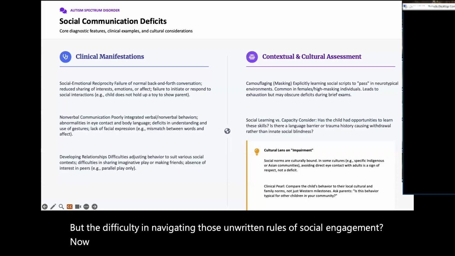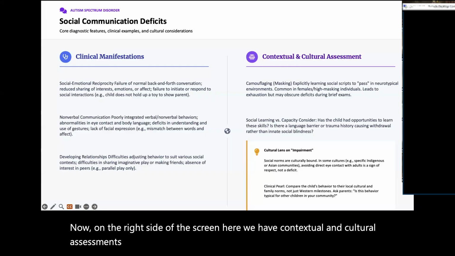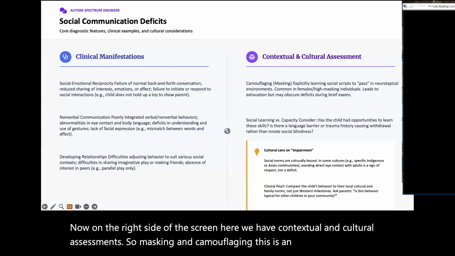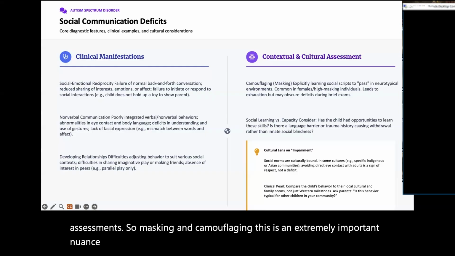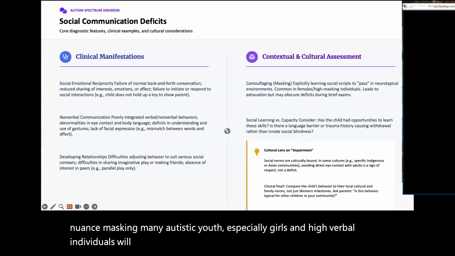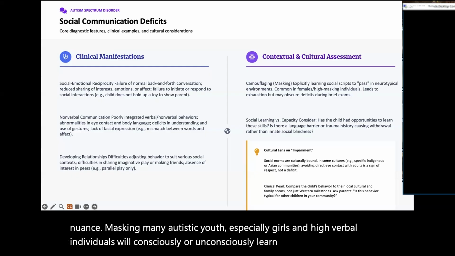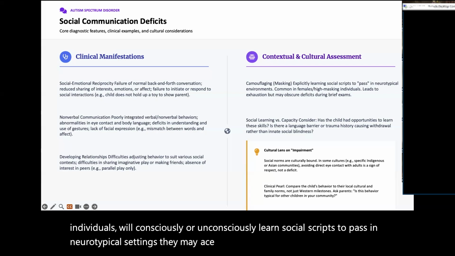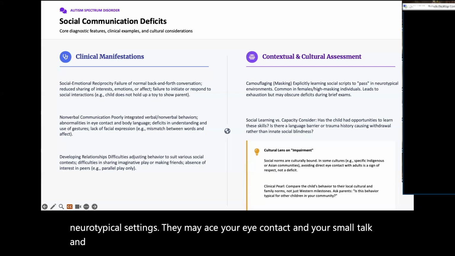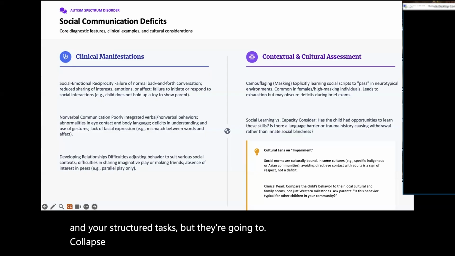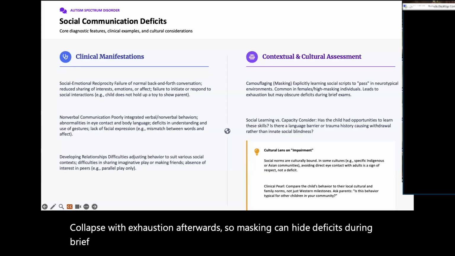Now, on the right side of the screen here, we have contextual and cultural assessment. So masking and camouflaging. This is an extremely important nuance. Many autistic youth, especially girls and high verbal individuals, will consciously or unconsciously learn social scripts to pass in neurotypical settings. They may ace your eye contact and your small talk and your structured tasks, but they're going to collapse with exhaustion afterwards. So masking can hide deficits during brief exams, and it's one reason girls often go underdiagnosed.